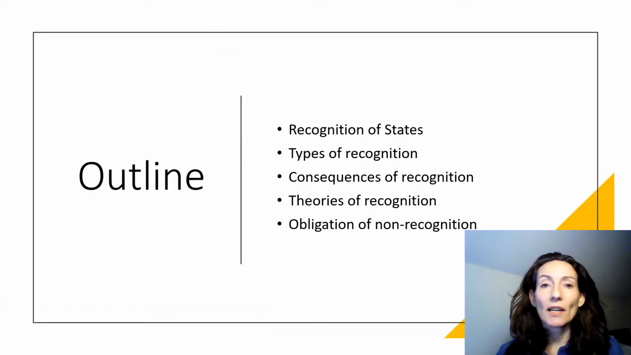I will start outlining what we mean by recognition of states in international law, then explain how it is manifested and its consequences, including a brief reference to the main theories outlining its relevance in international law. I will finish with a reminder on the obligation of non-recognition that is derived from potential breaches of peremptory norms of international law that can be involved in the emergence of a new state.